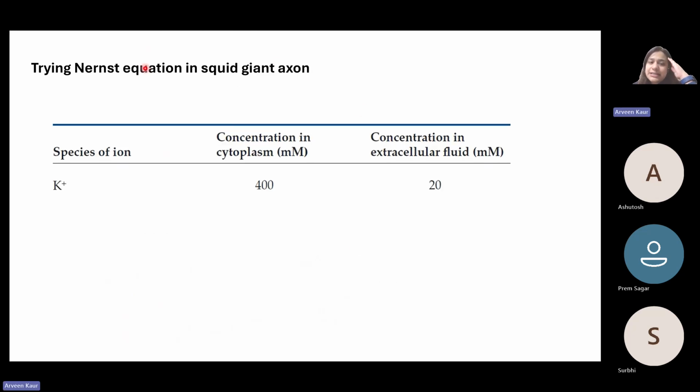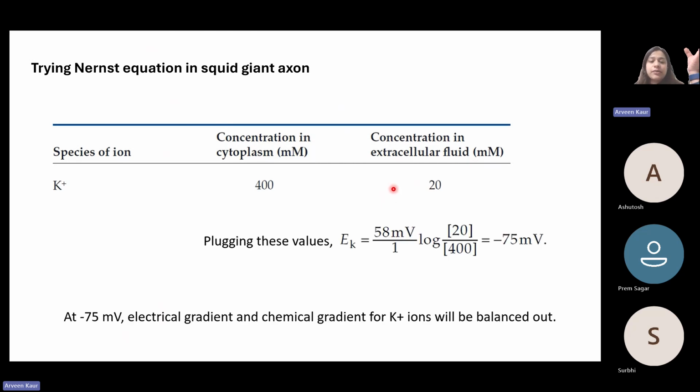So if we try this Nernst equation in the case of the squid giant axon, wherein accurate recordings were first done, what you can see is that in the case of potassium, the concentration within the cytoplasm is 400 millimolar, but the concentration in extracellular fluid is only 20 millimolar, right? When we put these values in the Nernst equation, we find that the equilibrium potential of potassium over here is minus 75 millivolt. So at minus 75 millivolt, the electrical gradient and chemical gradient for the K plus ion will be balanced out.